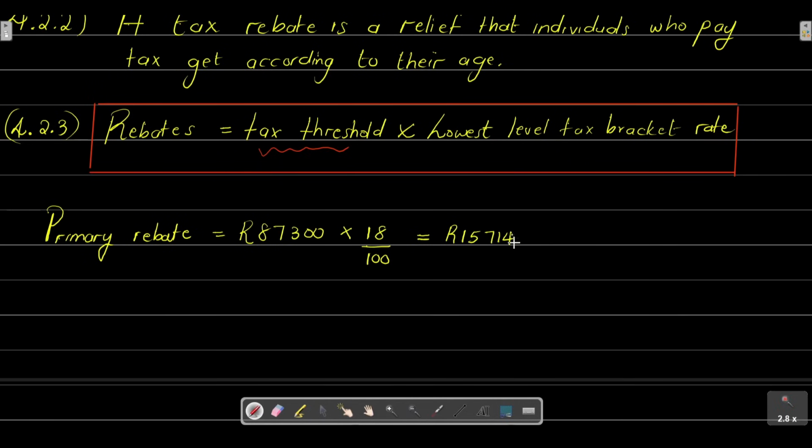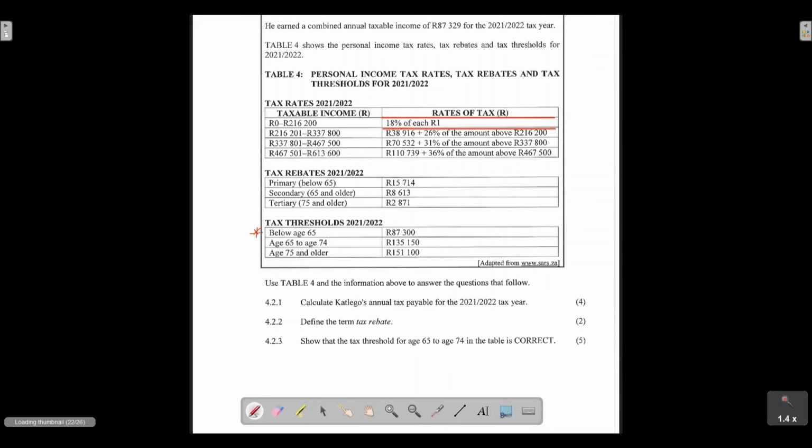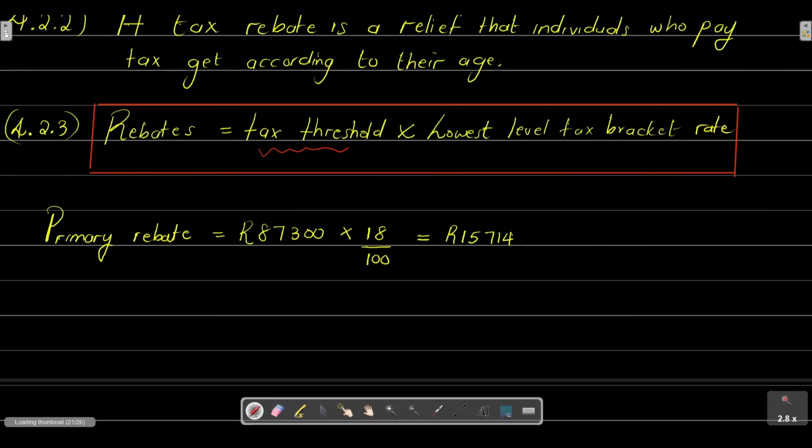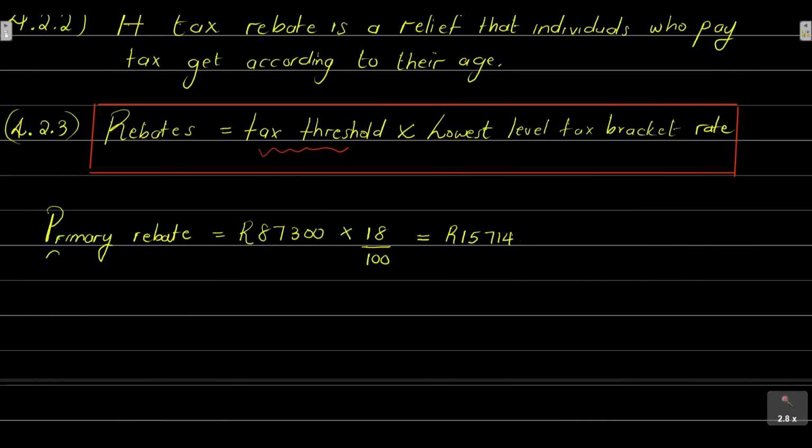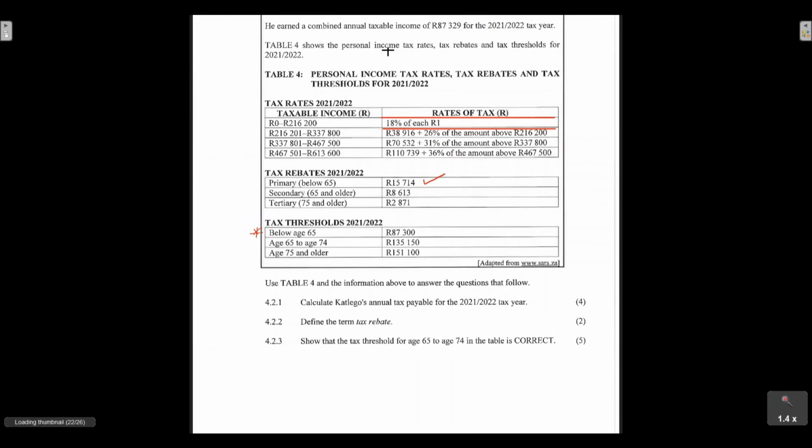15,714 rand. Okay, so we've basically proven that this formula is actually correct. Now, let's continue. How would they calculate the secondary rebate? Okay, so let's calculate the secondary. How do you calculate your secondary rebate? We're going to focus on the amount for secondary. So for secondary, how much is it?